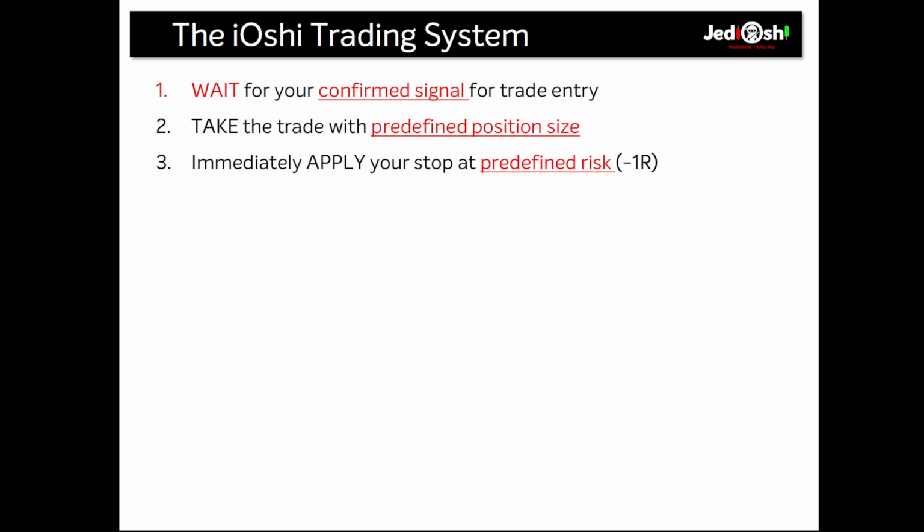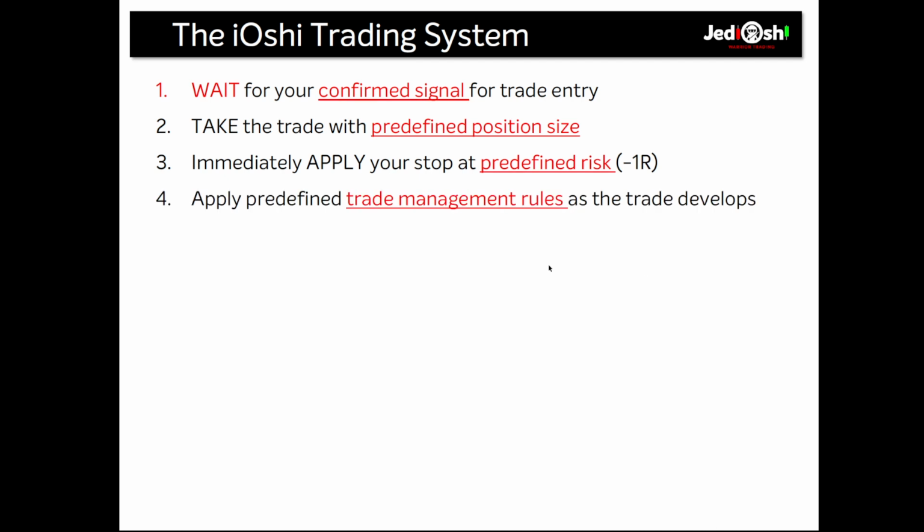So these three steps: you wait for your confirmed signal, you take a trade with your predefined position size, you immediately apply your stop. Those three steps are the extent of your decision-making process. At that point, your decision's made, you've taken action, and now the rest is up to the market to play out.